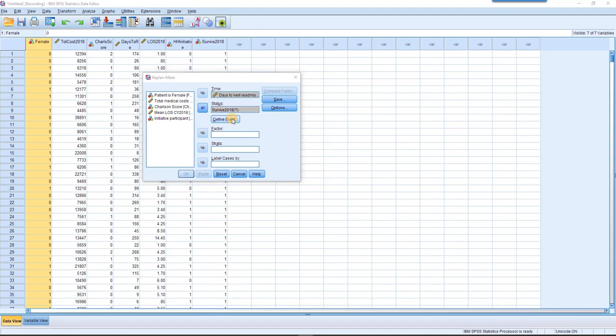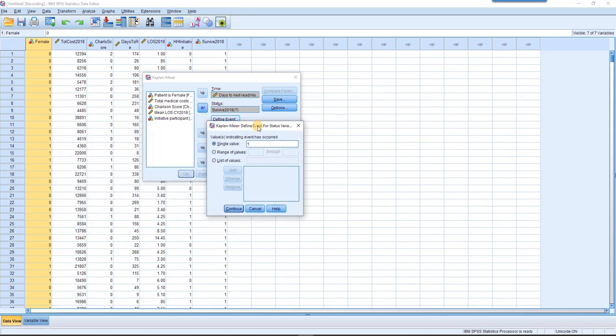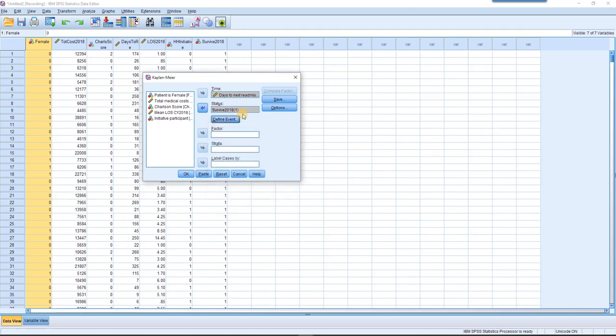And my defining event for the Survive 2018 is a single value. So I am indicating a value. I should bring that over here so you can see it. I'm indicating a value of 1 in this variable, that this is the value indicating that the event has occurred, so that they have survived all the way through calendar year 2018. Continue, and we'll see that that now fills in to here.